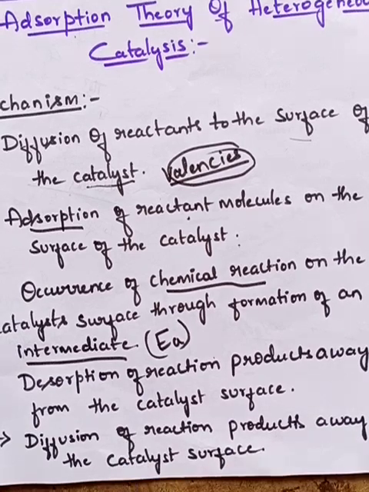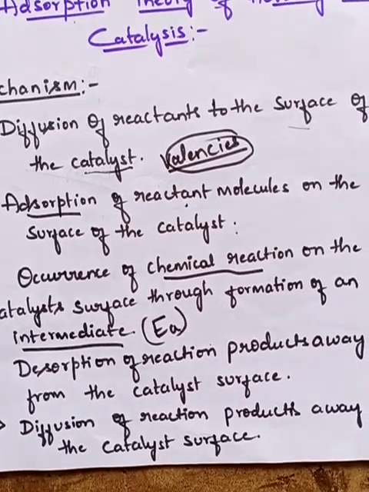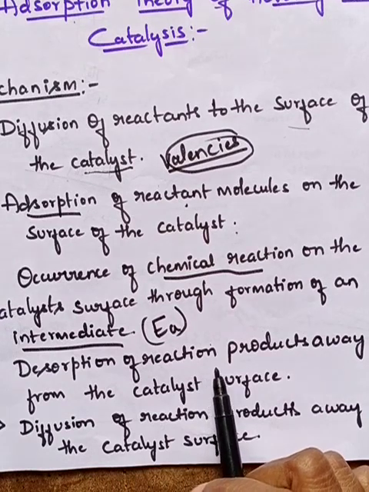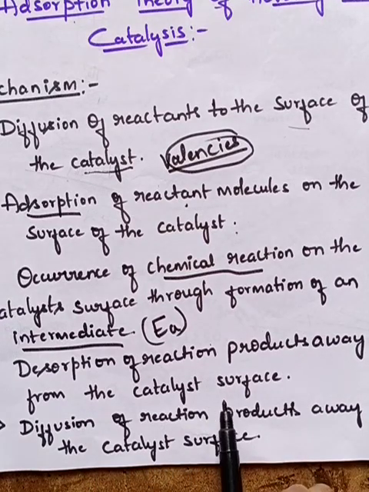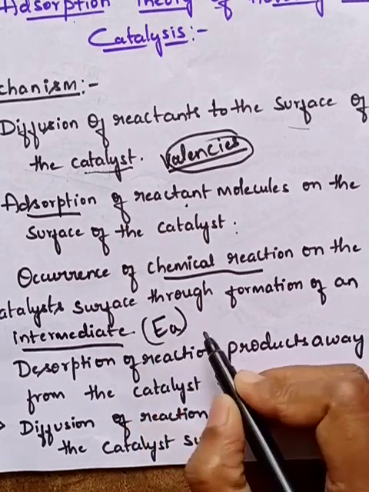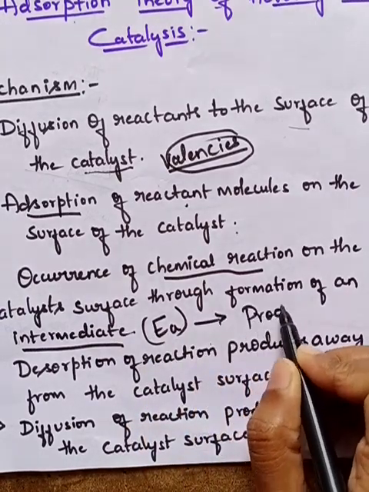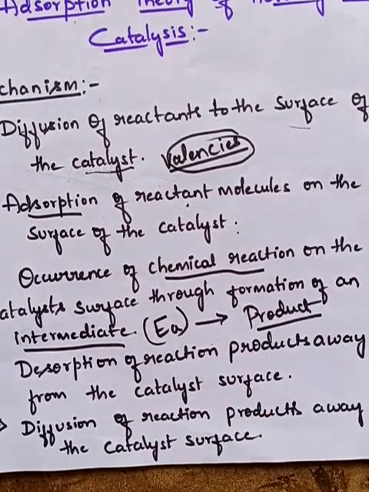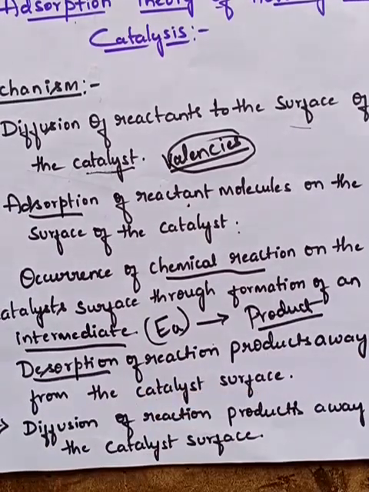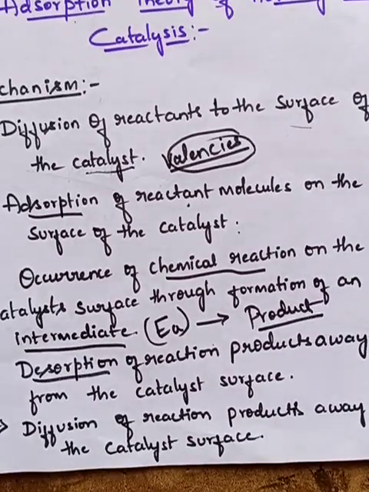Okay. So next is, once the intermediate is formed, desorption of reaction products away from the catalyst surface. As soon as the intermediate forms, the next process is that it is going to form our desirable product. As soon as this product is formed, desorption happens. Once the product is formed, it will come out from the surface of the catalyst. So that process is called desorption, right?